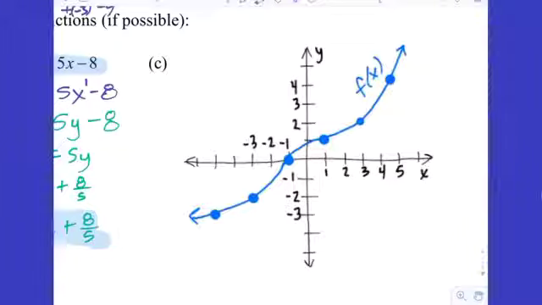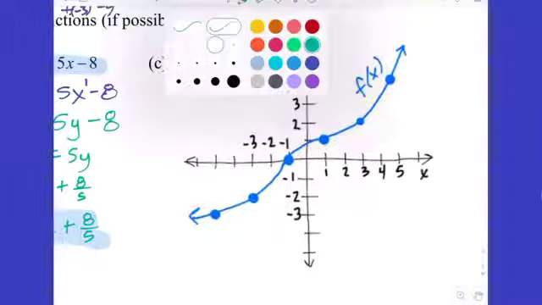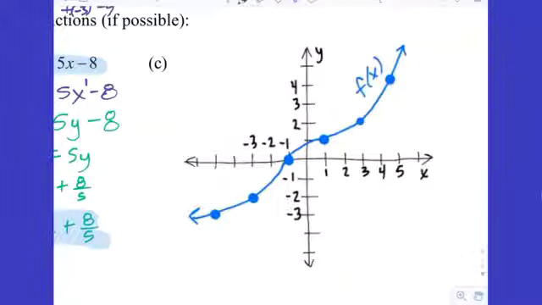Passes both the horizontal and vertical line test. Good. So to graph the inverse of this function, since I have given this graph the blue color, you can actually go through and invert all of those ordered pairs to get some data points. Let's see what that is.